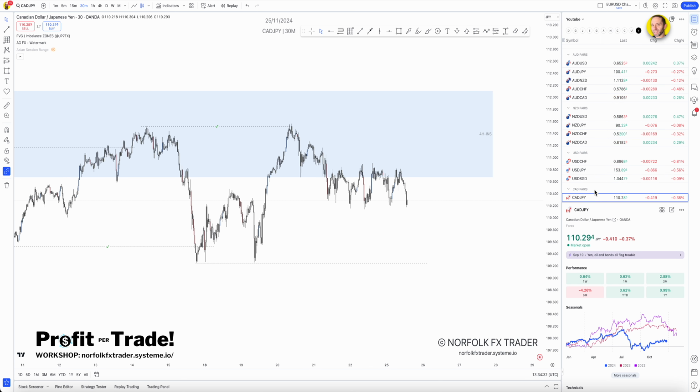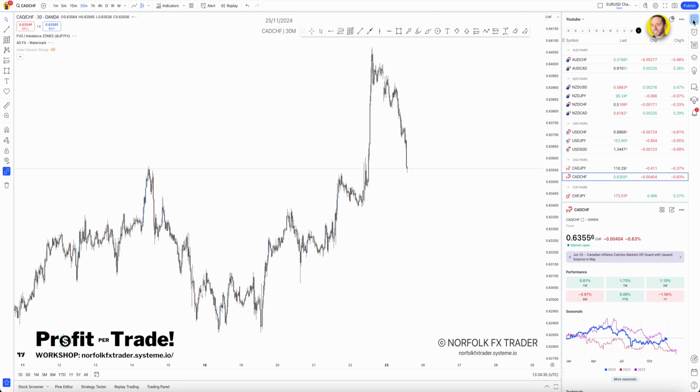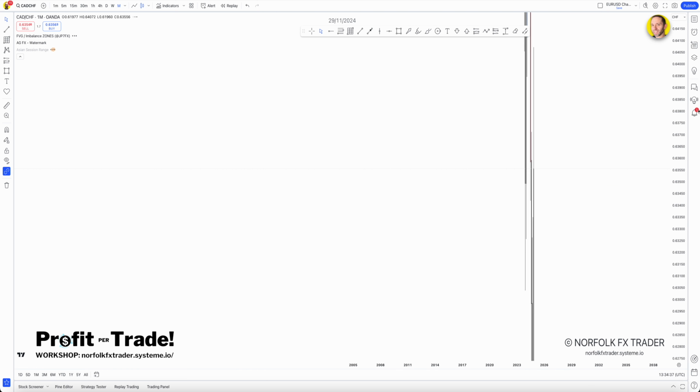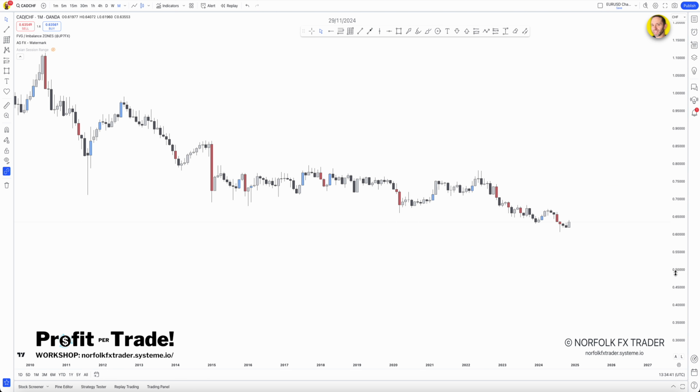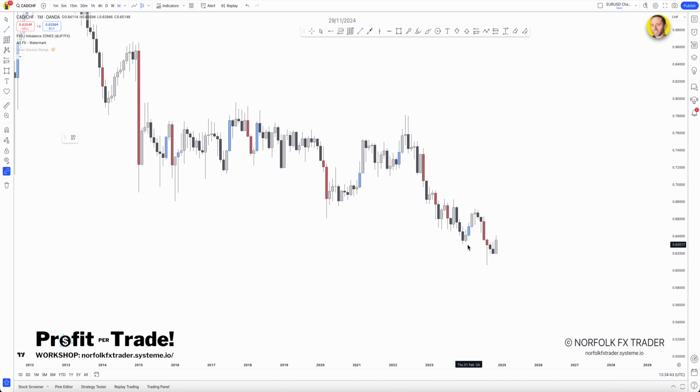Let's have a look at the next pair. That is the CAD Swiss franc. Monthly time frame. Let's quickly go through this. So quickly we can do this one single pair. We can identify a larger swing break here to the downside. Let's mark that off. BOS. That's leaving this as an area of origin. Okay, mark it off. Probably we've got a retest.